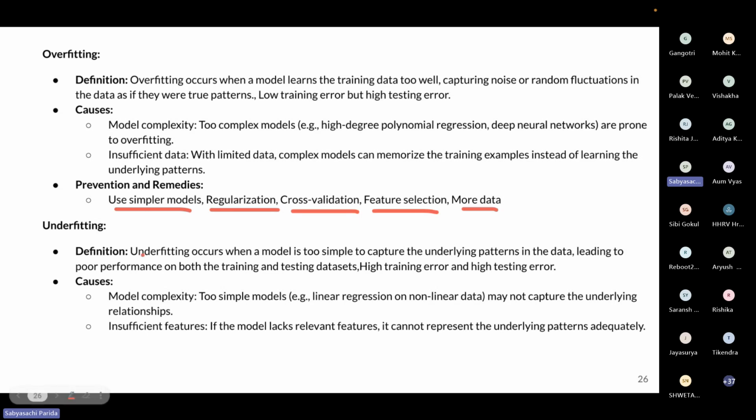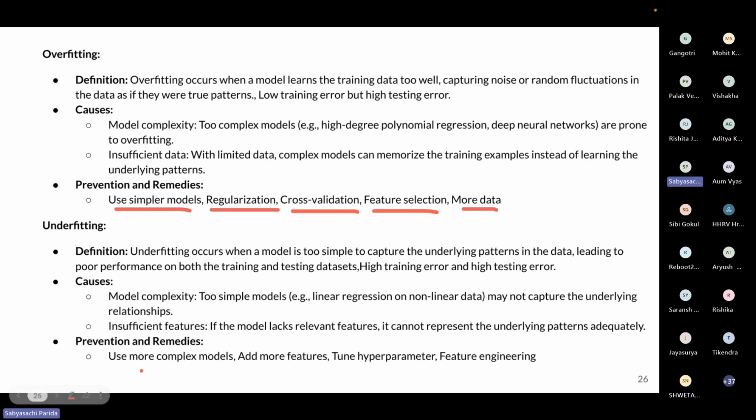If my model is underfit, what can I do? Then I can use some complex models, the opposite of overfitting, and add more features. Here I was trying to decrease the features; here I am adding to increase the features. Here I was trying to use more data; here I will try to decrease the data. And tune the hyperparameters and do feature engineering.